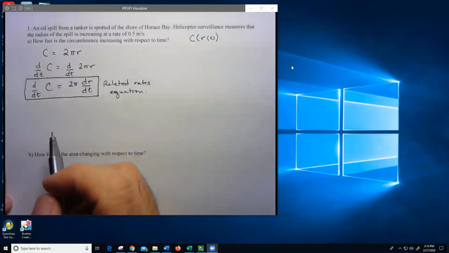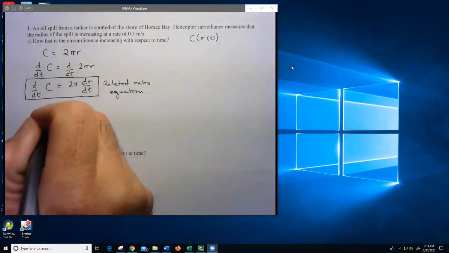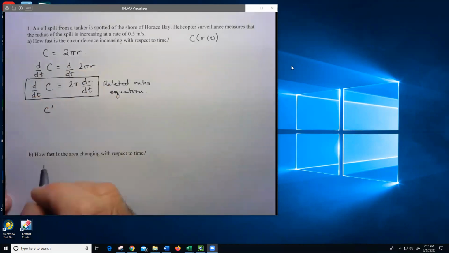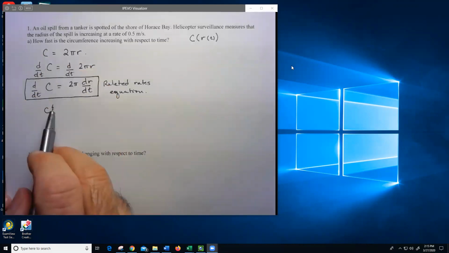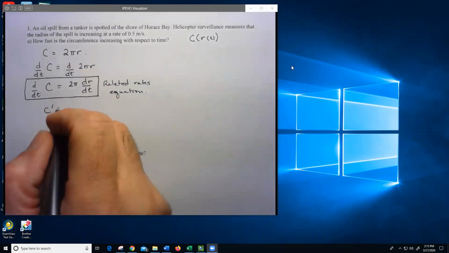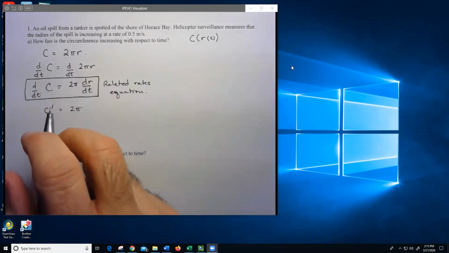And so now, can we solve this problem? Well, I'm looking for dc dt, so now I'm going to allow myself to use this prime notation. But remember, we have to keep in mind that this prime notation represents not the derivative with respect to r, but the derivative with respect to time. Equals 2 pi times, and what is dr dt equal to?